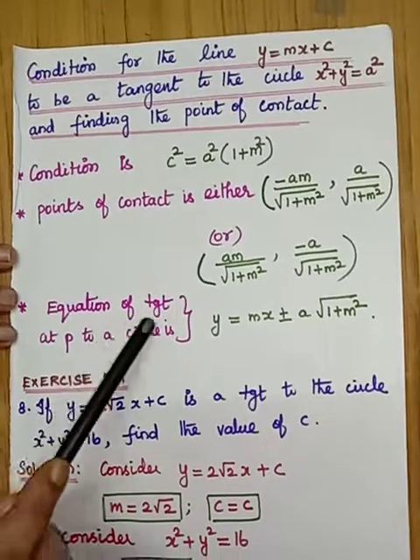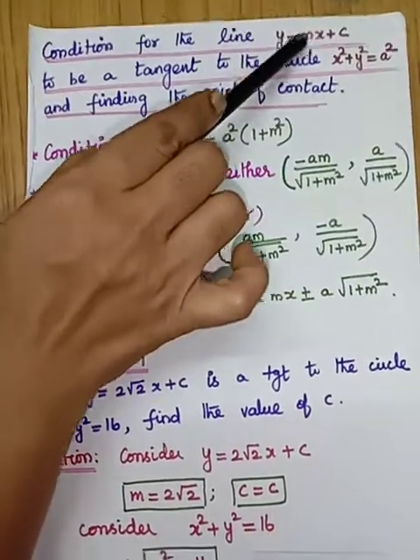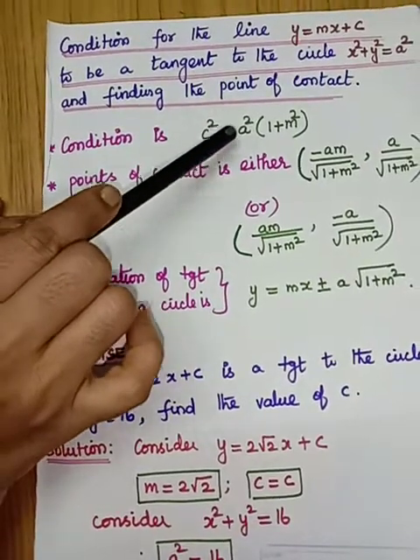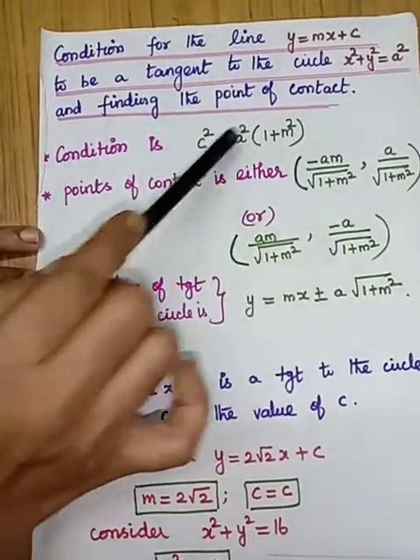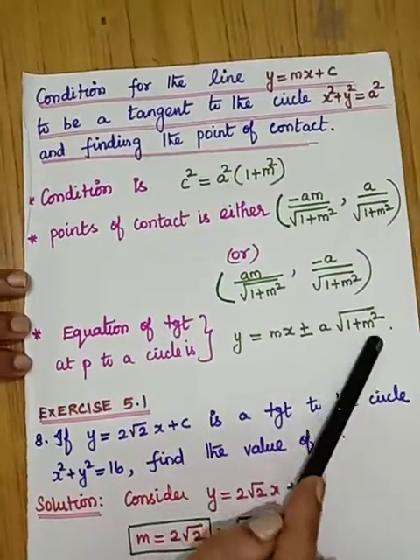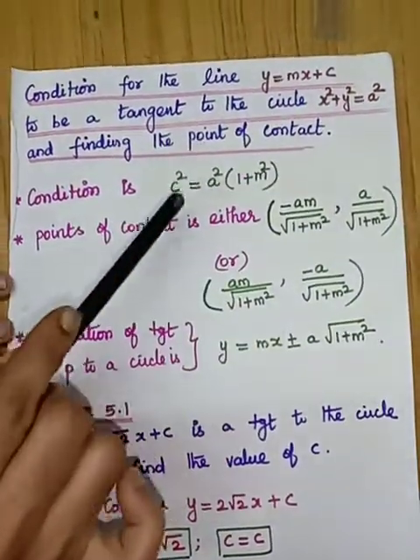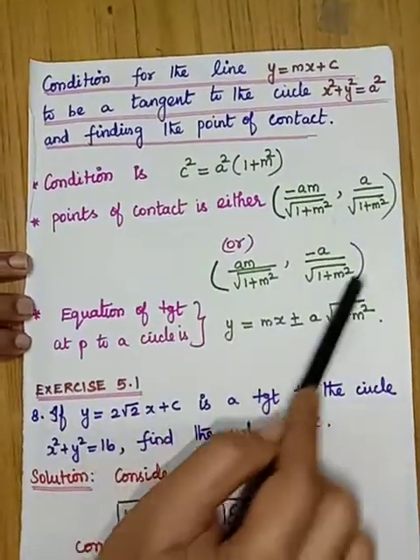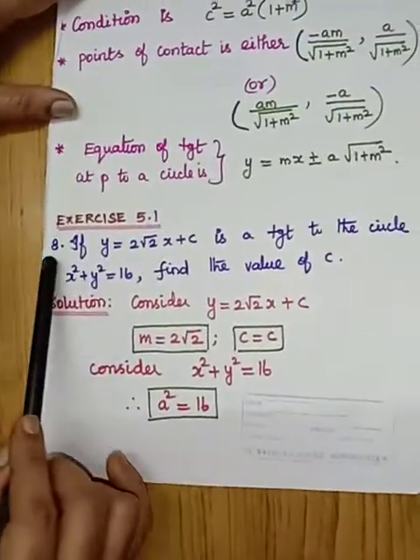If it is so, what is the equation of the tangent? The tangent is y is equal to mx plus c. Under which condition will it be a tangent? c squared is equal to a squared into 1 plus m squared. But what is c? It is plus or minus square root of a squared into 1 plus m squared; square root of a squared is a, so c is a square root of 1 plus m squared. You see that under what condition this line will be a tangent to this circle means c squared is equal to a squared into 1 plus m squared, and this is the point of contact, and this is the equation of the tangent. You see the exercise problem, 8th problem.